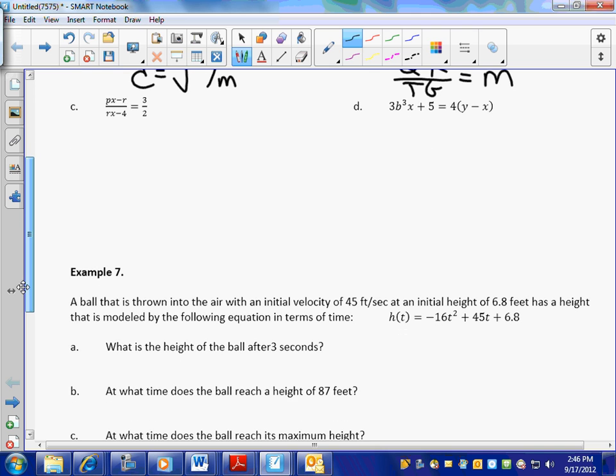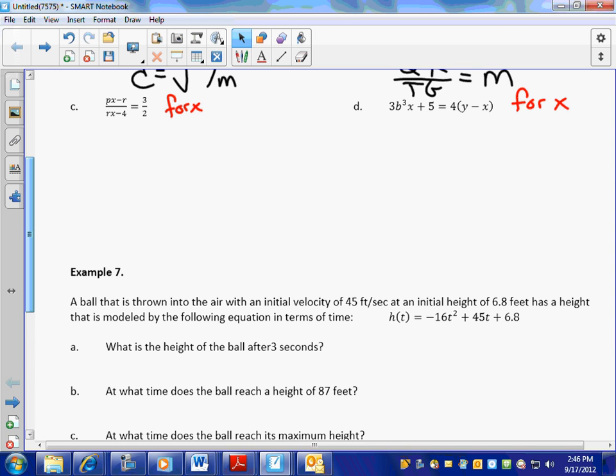Let's try something harder. Let's solve for x. And we will end with problems C and D. Why is it harder to solve for x in C and D? What makes these more difficult? Okay, there are two x's, and one's in the numerator, one's in the denominator.